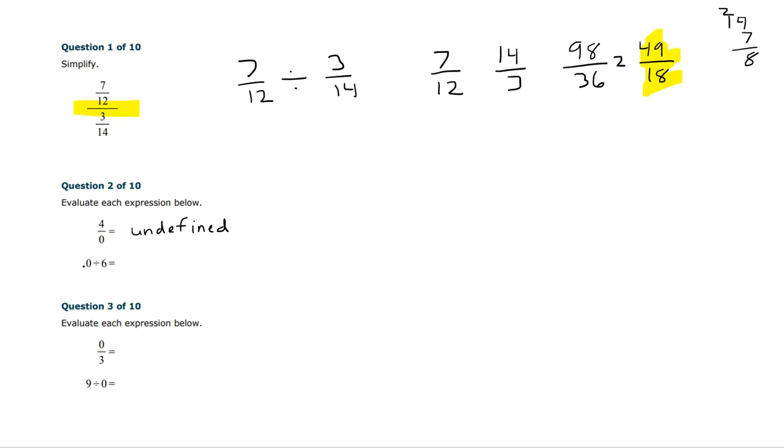On the next one, this is 0 being divided by 6. 0 being divided by 6, that is always going to be 0. Anytime you have 0 on the top of your fraction, 0 divided by anything will always be a 0. Okay, so on the next one, question 3, evaluate each expression below. 0 divided by 3 would be a 0, but 9 divided by a 0 would be undefined.